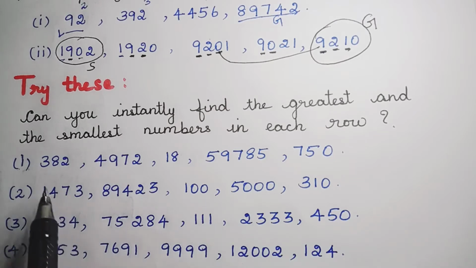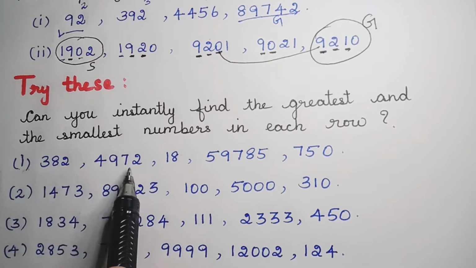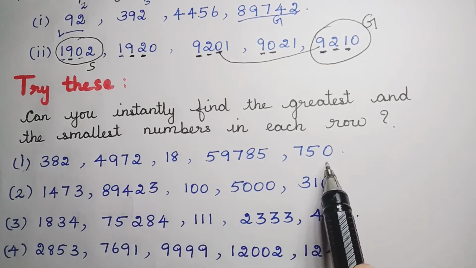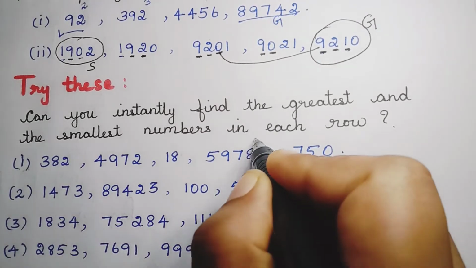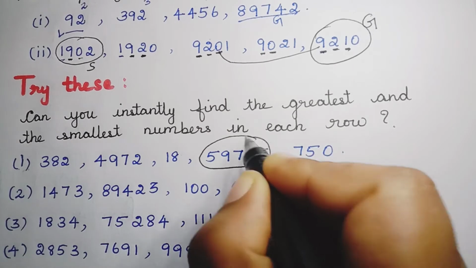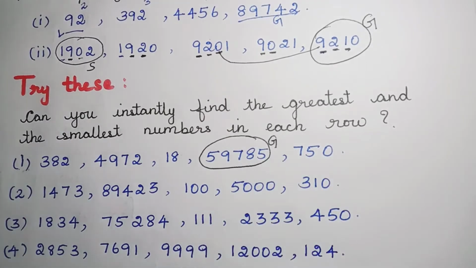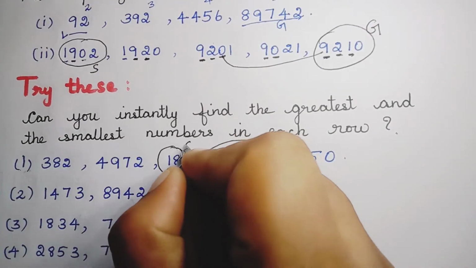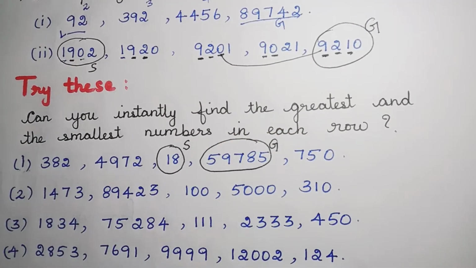Here there are 3-digit, 4-digit, 2-digit, 5-digit and 3-digit numbers. So which one is the biggest number here? This is the greatest number. Okay, so what is the smallest number here? So this is the smallest number. Move on to the next question.